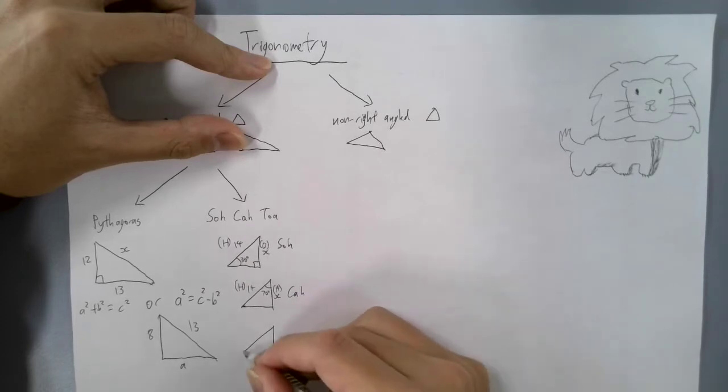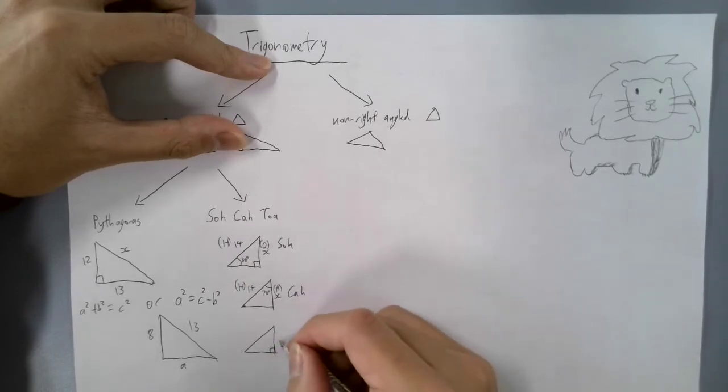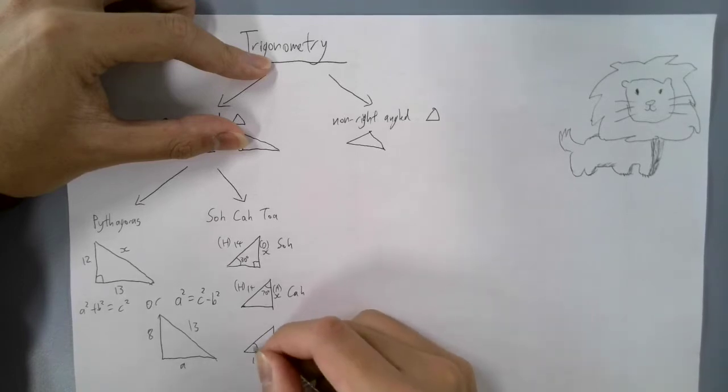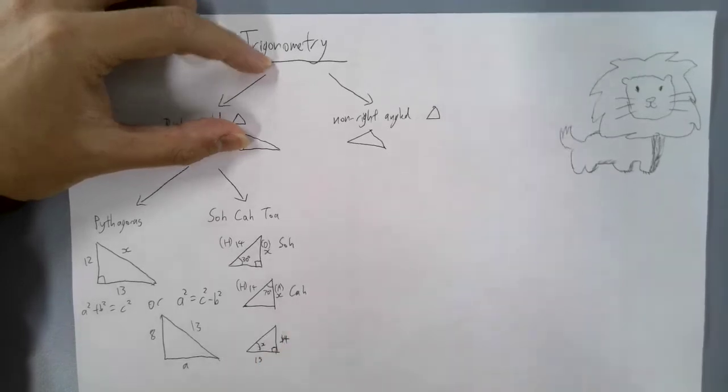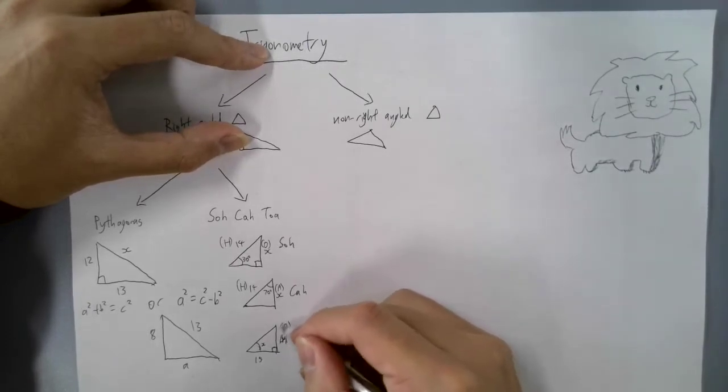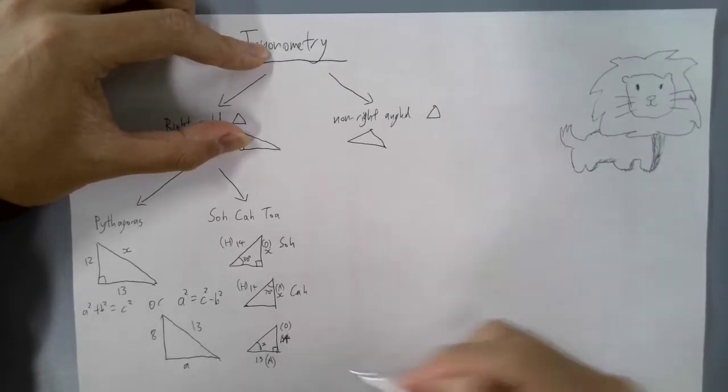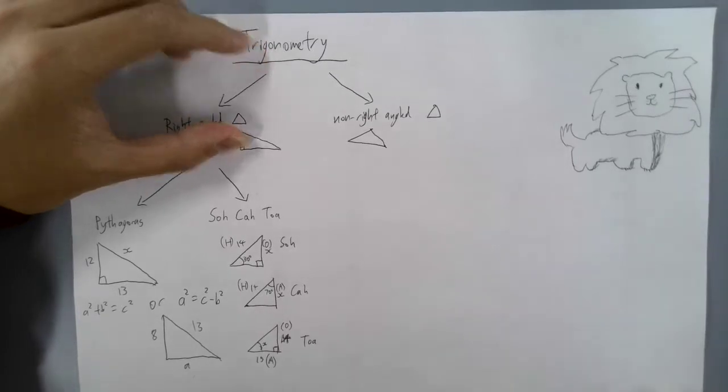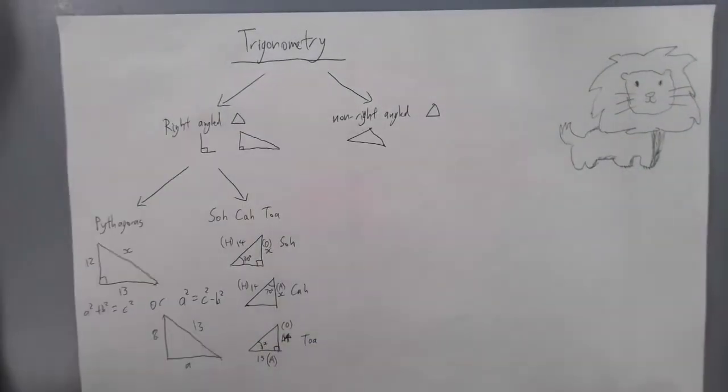And then the tan questions in a right-angled triangle, you'll be given something like this, where we don't know the angle, but we know the opposite and we know the adjacent, and so you're using TOA. And so that's what we're doing for trigonometry with right-angled triangles.